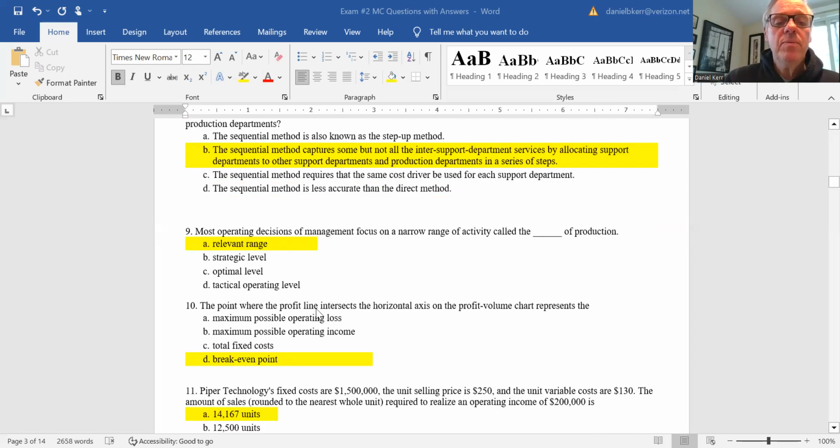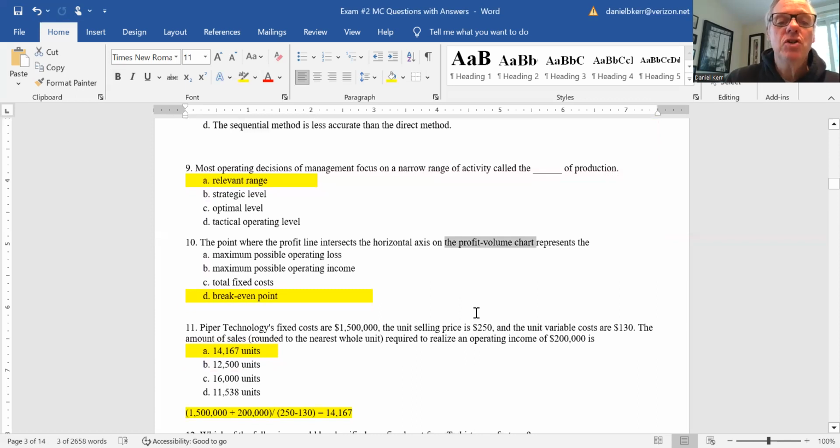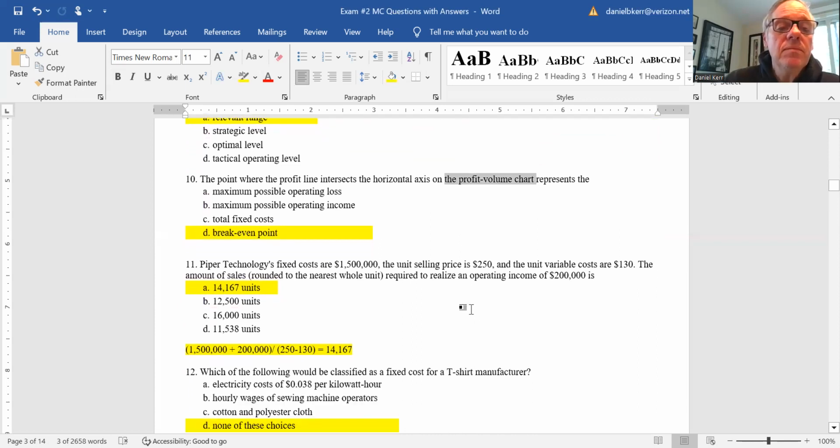Number 10, the point where the profit line intersects the horizontal line on the profit volume chart. If you got this wrong, go back and look up a picture of the profit volume chart, and you'll see the point where the profit line intersects the horizontal line. That is the break-even point.